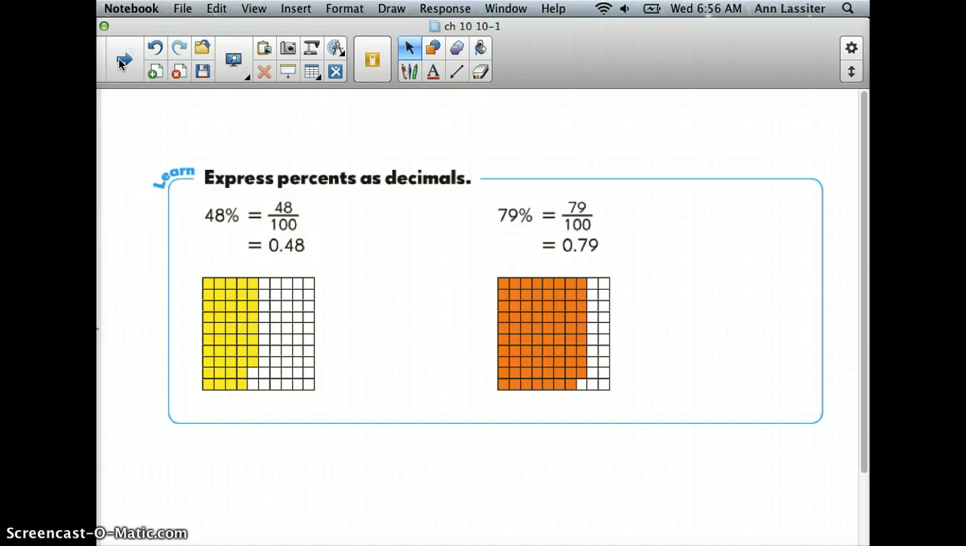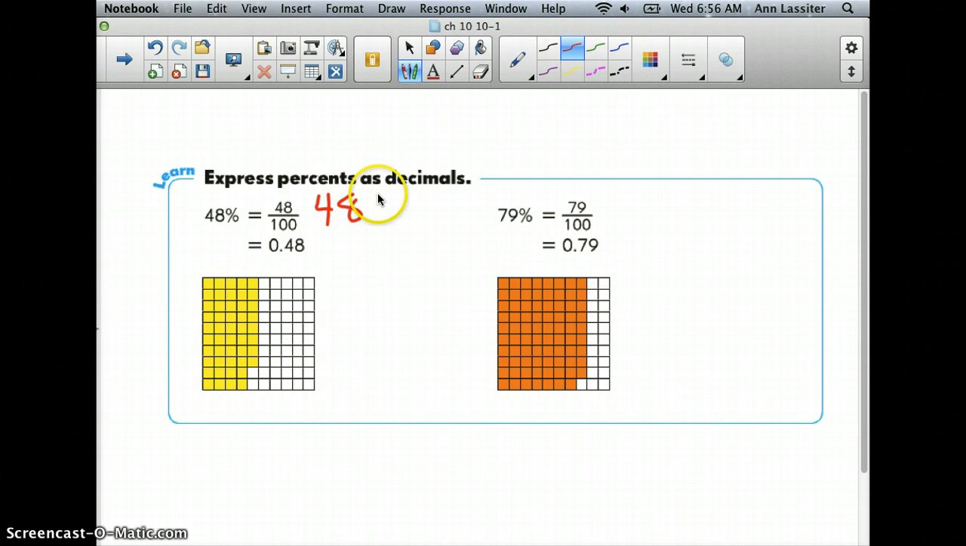This is the last section of this video. We are going to talk about expressing percents as decimals. So 48% we know is the same as saying 48 out of 100. It's also the same as saying 48 divided by 100. We have spent this last unit, the previous unit, working with dividing by 100. So you move the decimal over 2 places, and you get 0.48.